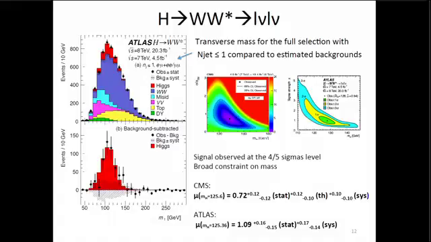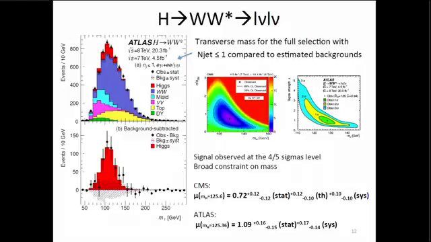This is the transverse mass of the system. You have this distribution. This red is the Higgs signal, and this is basically the other WW processes. When you subtract the background, you have this kind of signal.